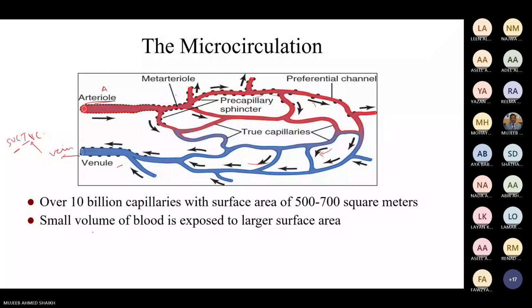Okay. So in our body, around 10 billion capillaries are there. If you unfold them, the area will become around 500 to 700 square meters. That means 250 ml of the blood is present in this much area. Just like painting a thin layer over this big area, you spread 250 ml of the blood over this big area.